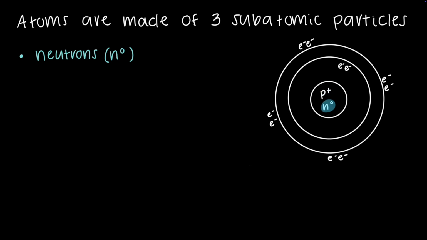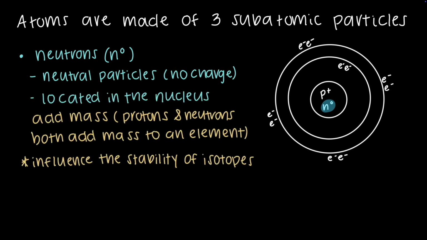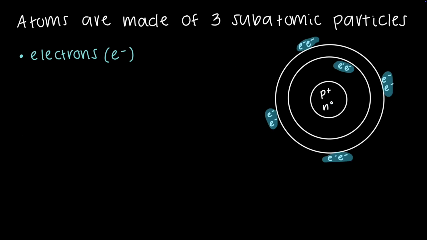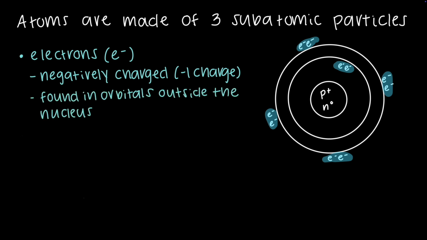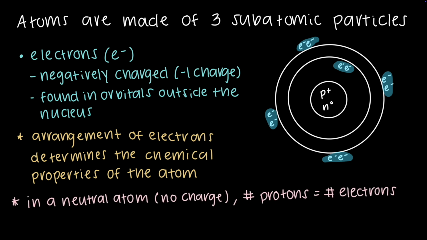For neutrons, or N0, these are neutral particles also located in the nucleus. They add mass and influence the stability of isotopes. Electrons, or E-, are negatively charged and found in orbitals outside the nucleus. How these are arranged determines the chemical properties of the atom. In a neutral atom, the number of protons equals the number of electrons.